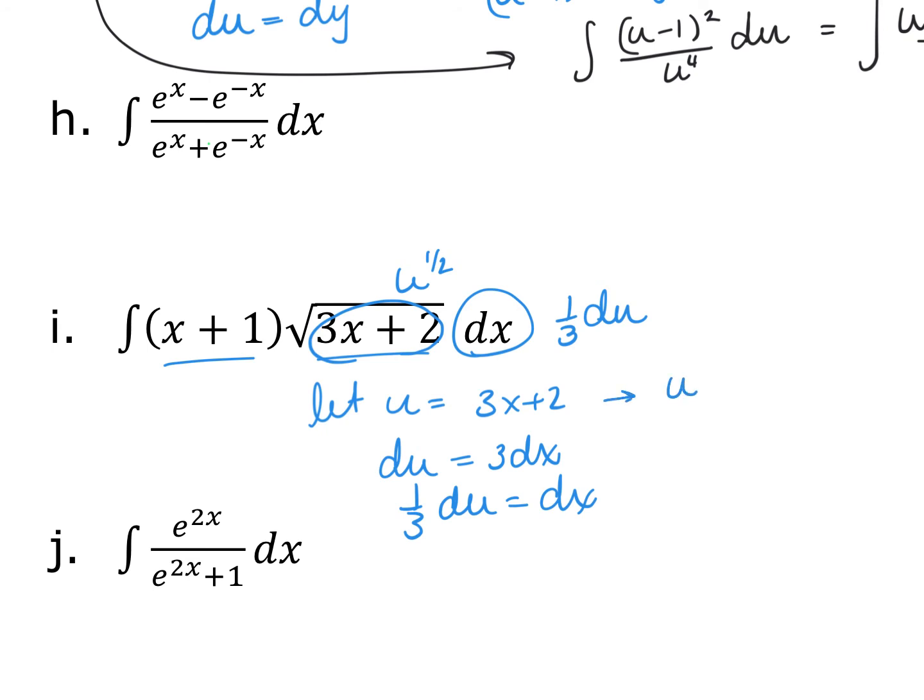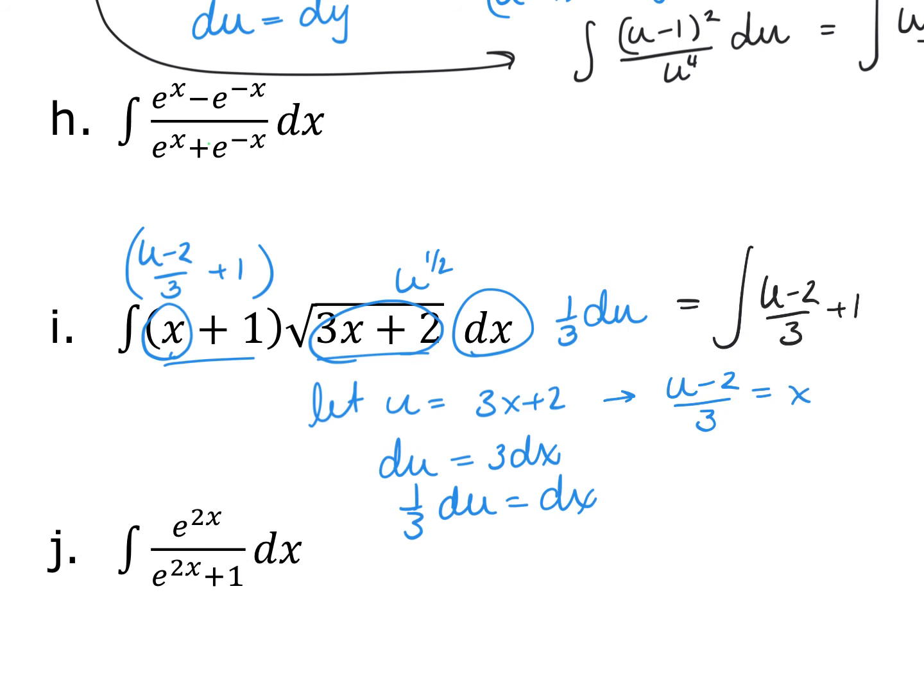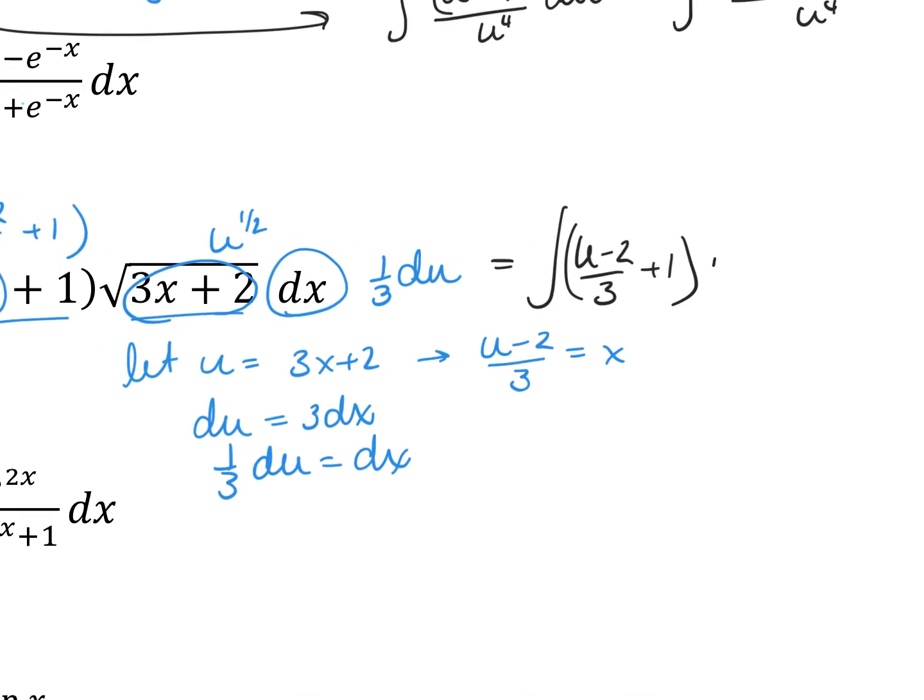You say, oh, (u - 2)/3 = x, and that's this replacement. So then this becomes (u - 2)/3 + 1, and I'm not going to finish this, I'm just going to write it all out. So this is going to be (u - 2)/3 + 1, multiplied by u^(1/3), multiplied by 1/3 du. And what I would do is I'd factor out a 1/3 out of these two, distribute the u^(1/3), and then factor this 1/3 out as well. And then you have a nice integration.